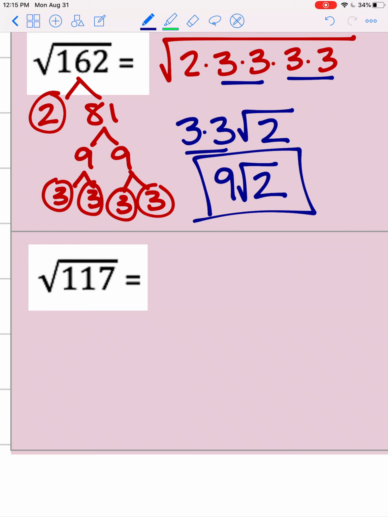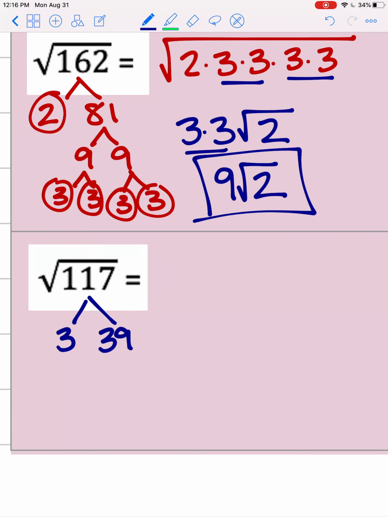Okay. Last one here, 117. It doesn't end in an even number, so it's not divisible by 2. So let's keep thinking here. Try a 3, try a 4. One of the rules that I remember is if you add the digits together, 1 plus 1 plus 7, that equals 9. Is 9 divisible by 3? Yes, so it is divisible by 3. Then I can divide it, and that gives me 3 times 39.